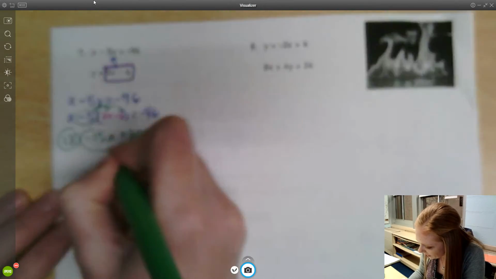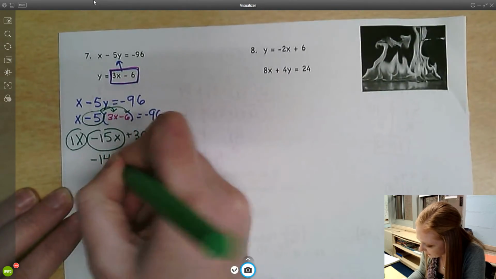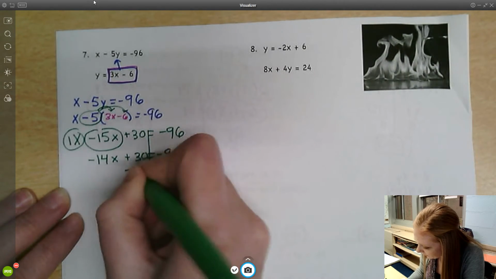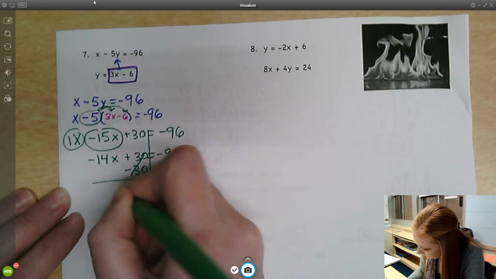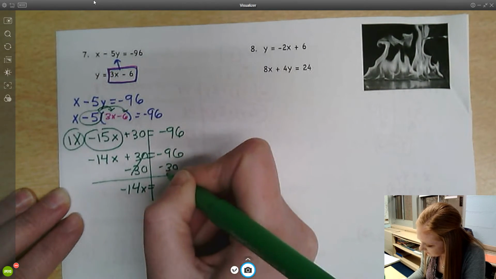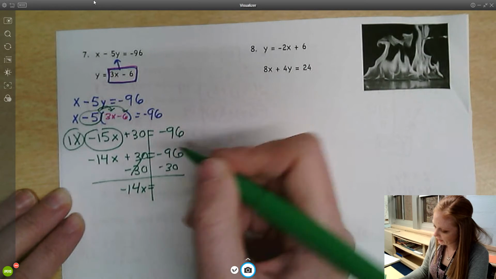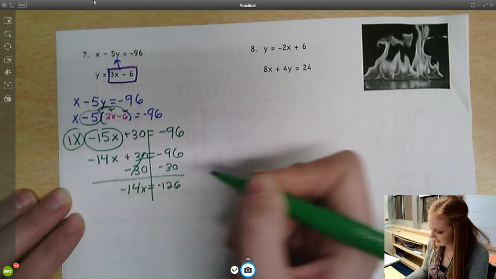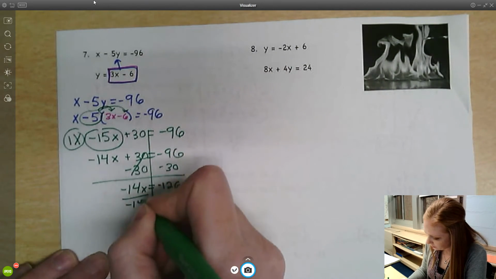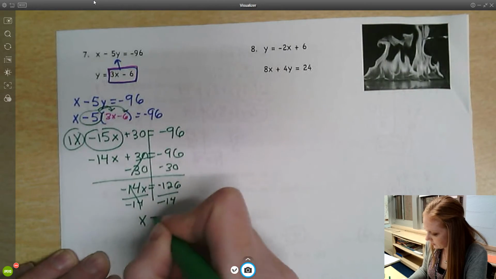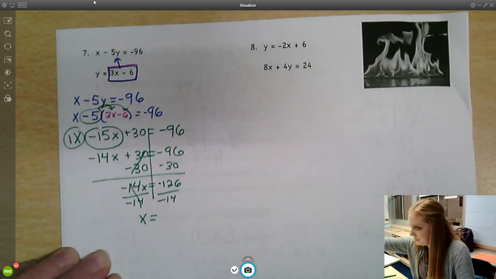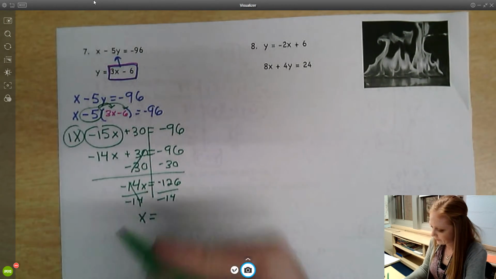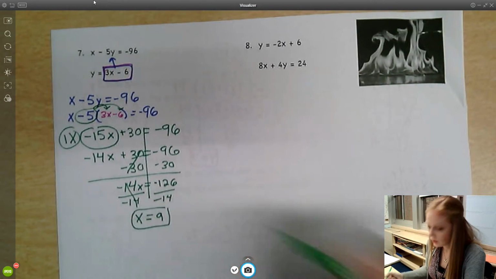This is a 1x. We can combine that with a -15x and get -14x, right? Because 1 minus 15 is -14. Now we can minus 30 on both sides. -96 minus 30. Let's see if I can do that in my head. That's going to be -126. Divide both sides by -14. I know it's going to be positive, but I don't know what 126 divided by 14 is. It's 9. I don't know my 14 times tables. All right. x is 9.